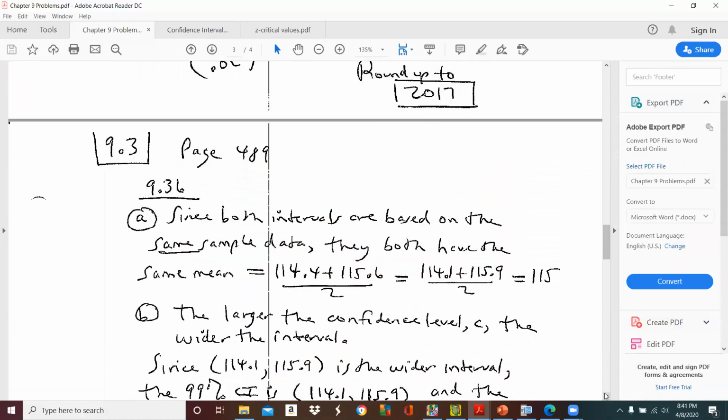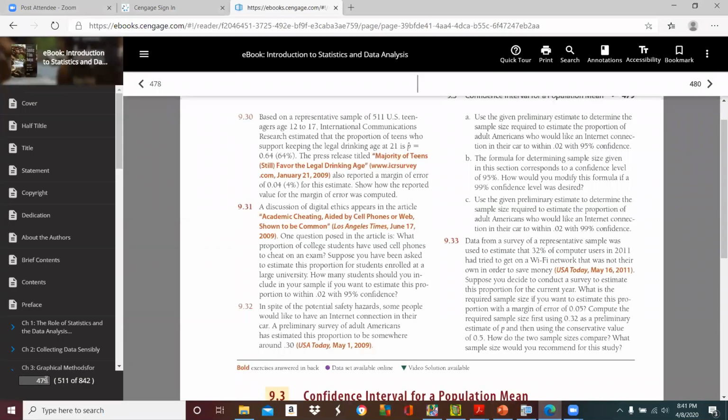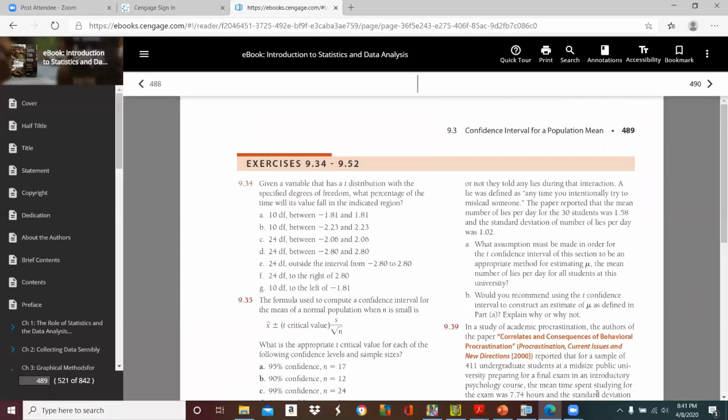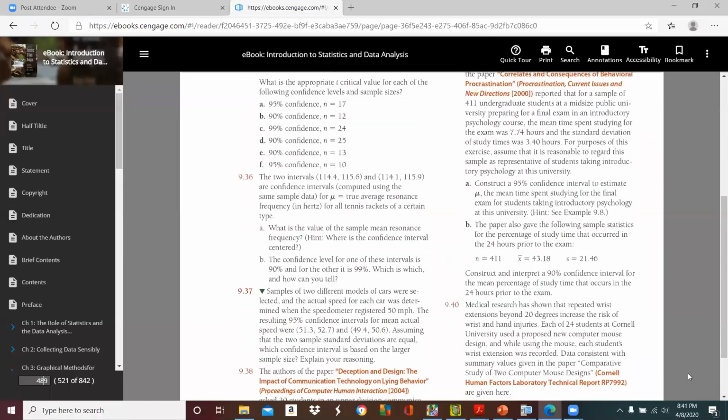All right, let's go to section 9.3. We have about 10 more minutes to go, and then we'll be done. And we're going to look at page 489, problem 9.36, so 489. All right. Here we go to problem number 36.